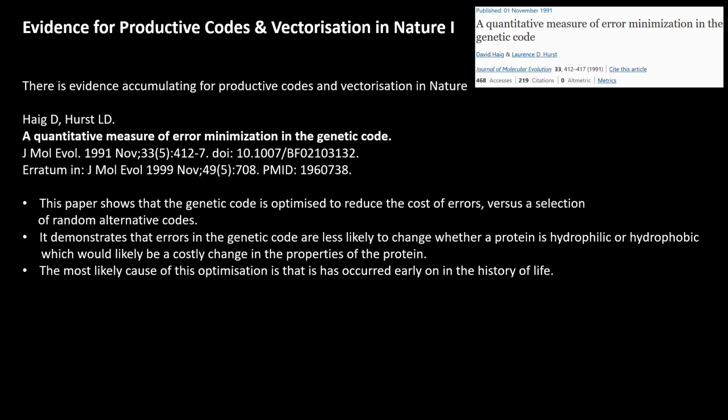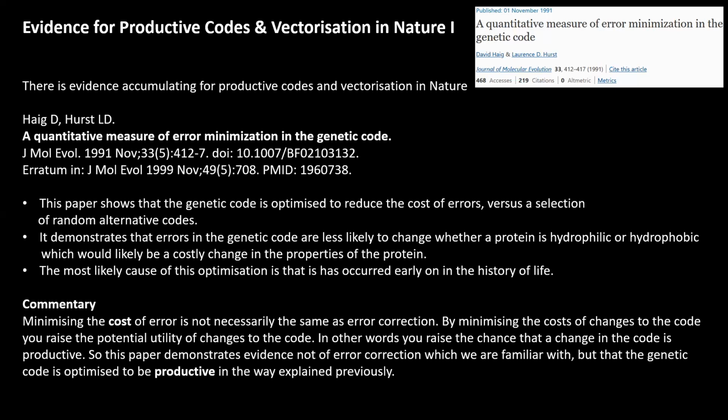And they argue that the most likely cause of this is that optimization of the code occurred early on in the history of life on Earth. What's interesting about this is that, on the face of it, error minimization sounds a lot like error correction, right? But it's not necessarily the same. It's quite different, because if you're minimizing the cost of changes to the code, you raise the potential utility of changes to the code. That's not the same as avoiding changes.